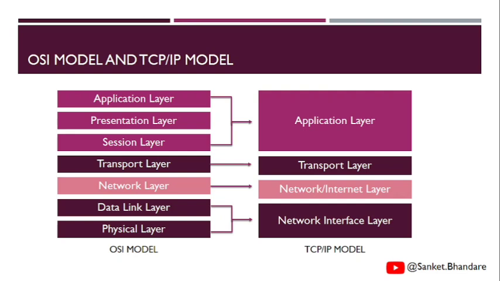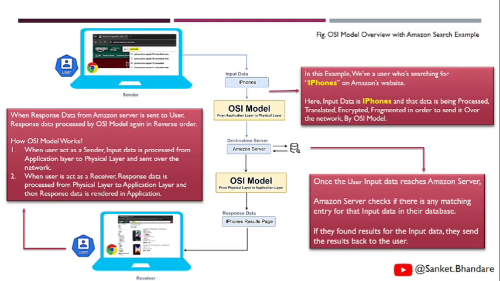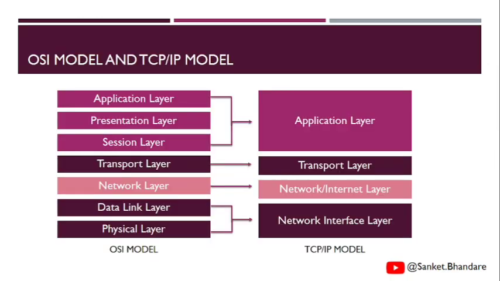As we have already demonstrated in the previous example, when user acts as a sender, input data is processed from application layer to physical layer. So in this particular case, the data which is sent by user is being processed starting from application layer till physical layer. Application layer is a layer where user directly interacts with the application. The first layer in the OSI model is application layer, and this is where user directly interacts with the network. This layer is responsible for providing network services directly to end user applications. You can think of web browsers, social media apps, or e-commerce apps like Amazon. So this is where they operate.